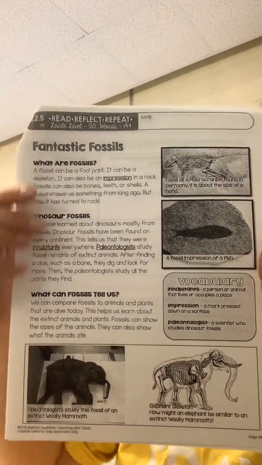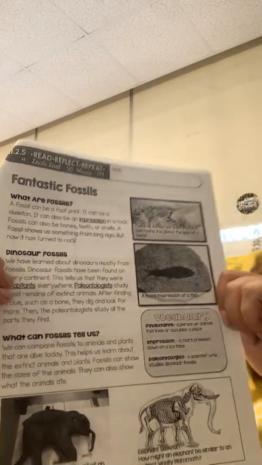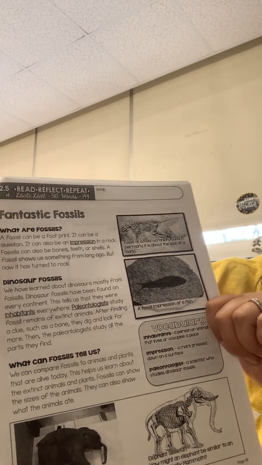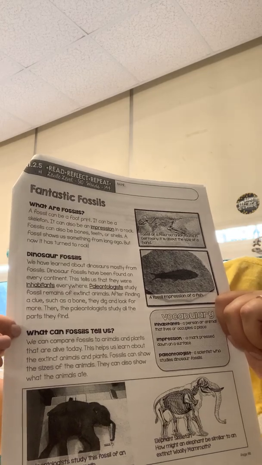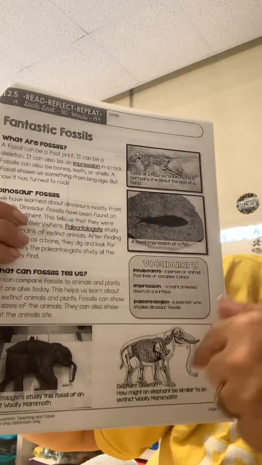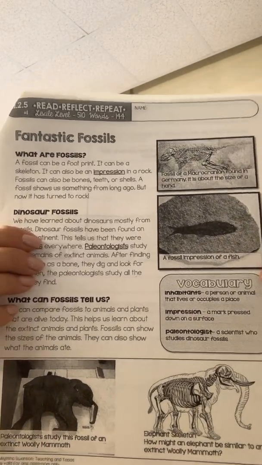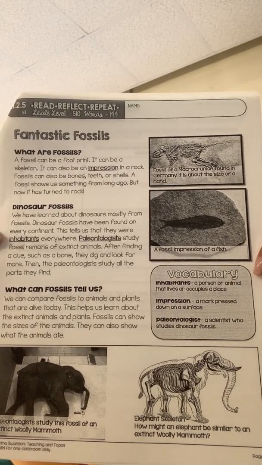What you will notice in this packet, if you flip to the next page, is there is a little simpler version of the passage. So I read the first page for you. It was a little more difficult. I'm going to ask you to pause and read this section. Fantastic Fossils is our title with our headings. What are fossils? Dinosaur fossils. What can fossils tell us? And then we have our pictures, our vocabulary, with the captions and the bold text. So take a minute to pause the video and read this to yourself.